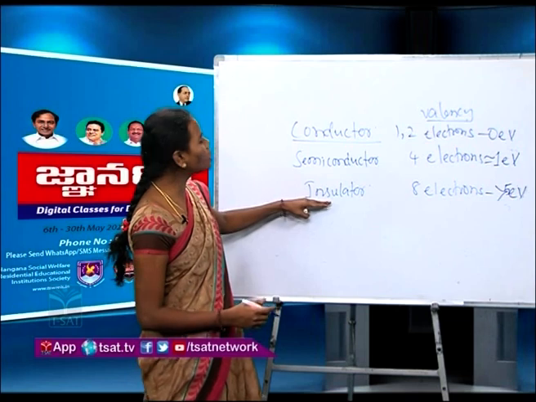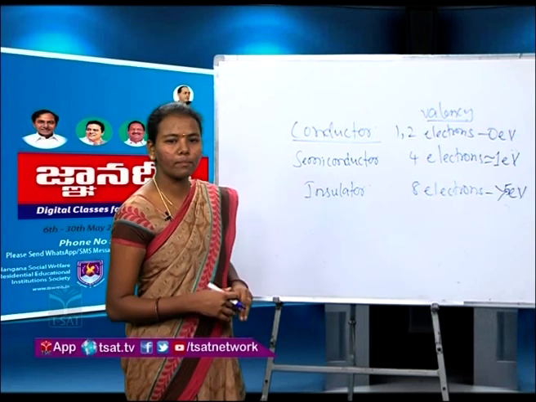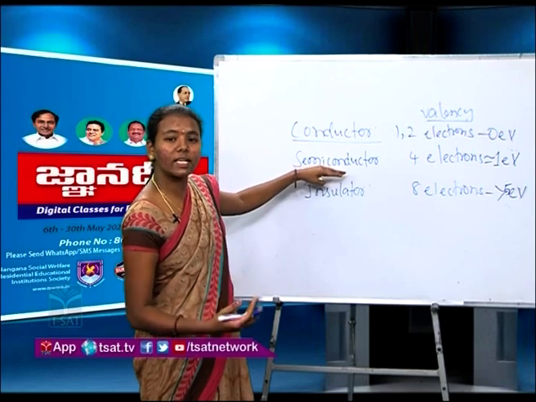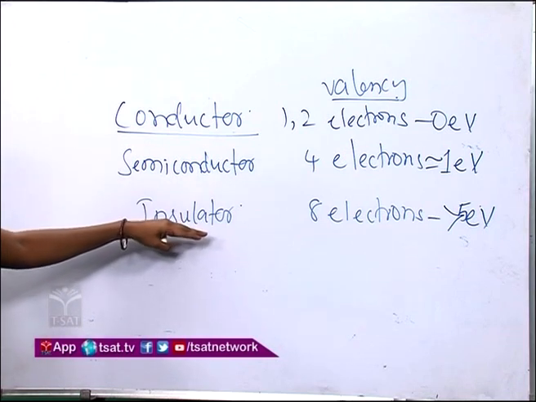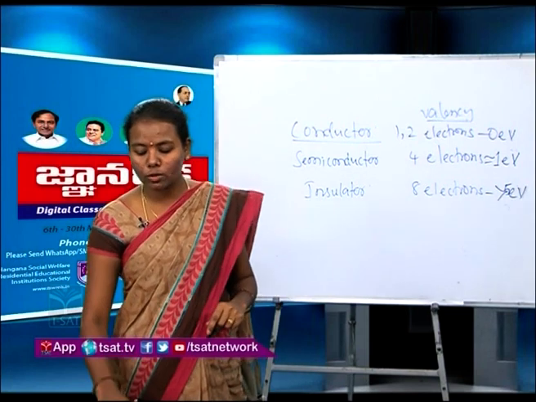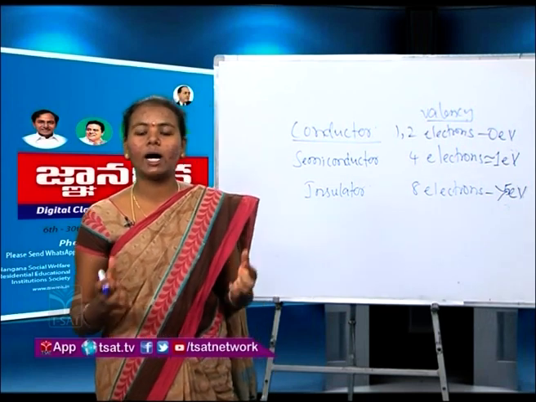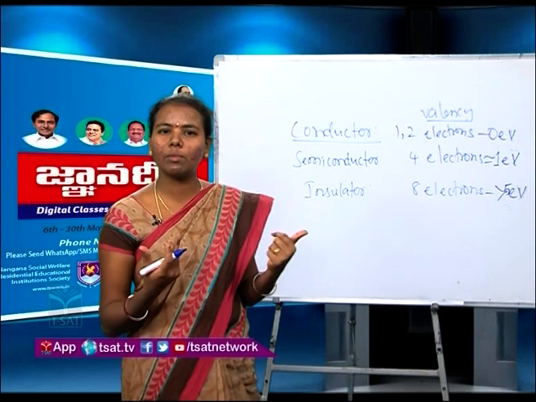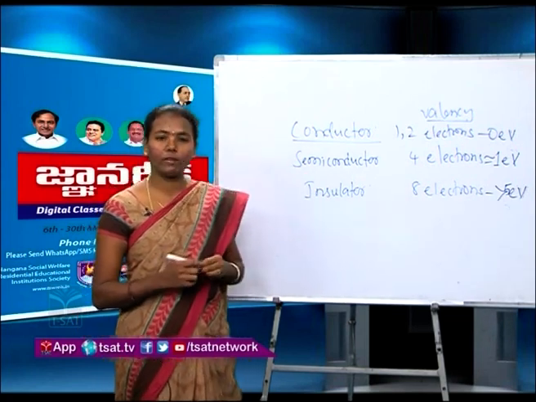So insulators will not conduct electricity, and conductors will allow electricity, whereas the conductivity of a semiconductor can be varied. You can make them act as a conductor, or you can make them act as an insulator. This is the property of semiconductors which makes them useful for electronics. Most electronic appliances are made of semiconductors, because their conductivity can be varied.